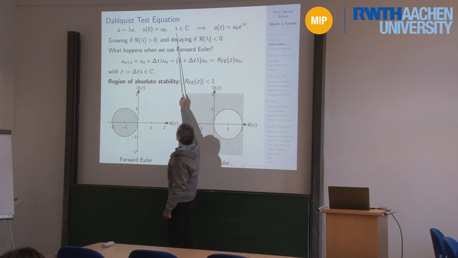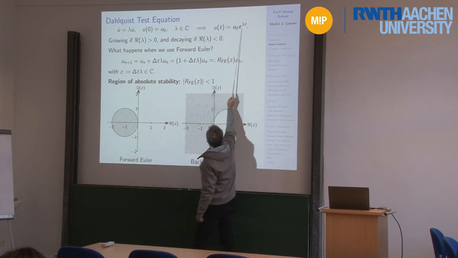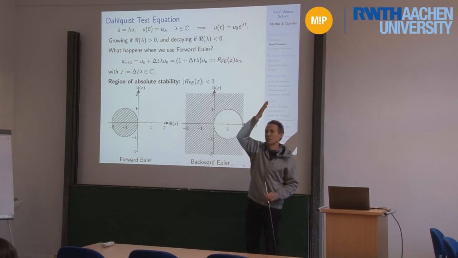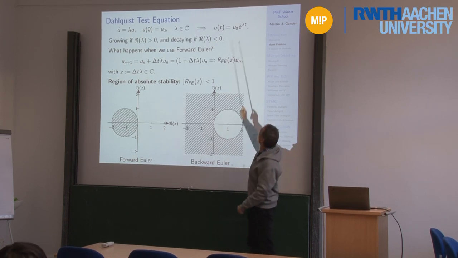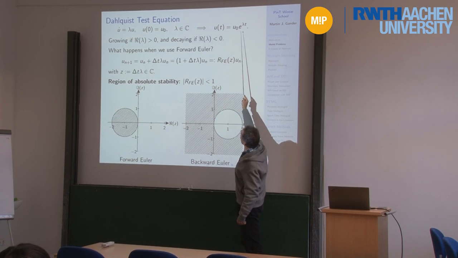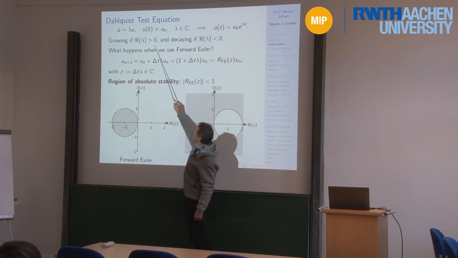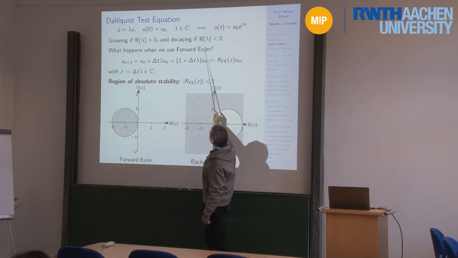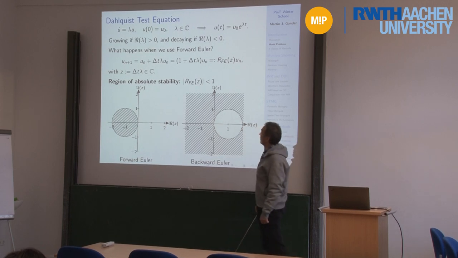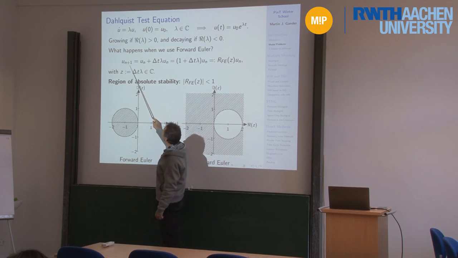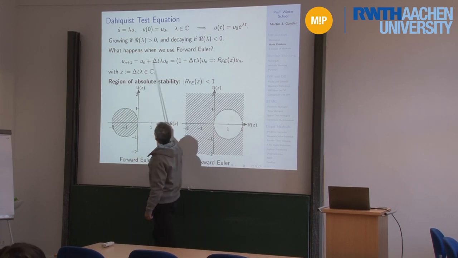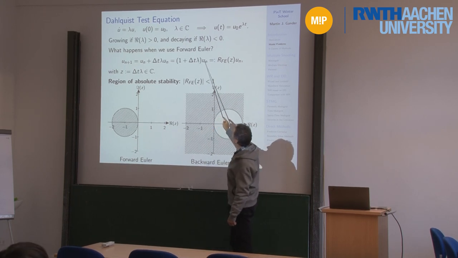So if lambda is a real number that's positive, then solutions are growing exponentially. If lambda is a real number that's negative, they're just decaying exponentially. If it's an imaginary number, the solutions oscillate because you have an imaginary number here. And if it's in general a complex number, then the real part determines if the solution is growing or decaying. So if we approximate this system with an Euler method, the forward Euler method we've seen on the first transparencies, then we get a formula like this. The approximation at the new time step is the approximation at the old time step plus delta t times lambda u. So this is 1 plus delta t lambda times u.